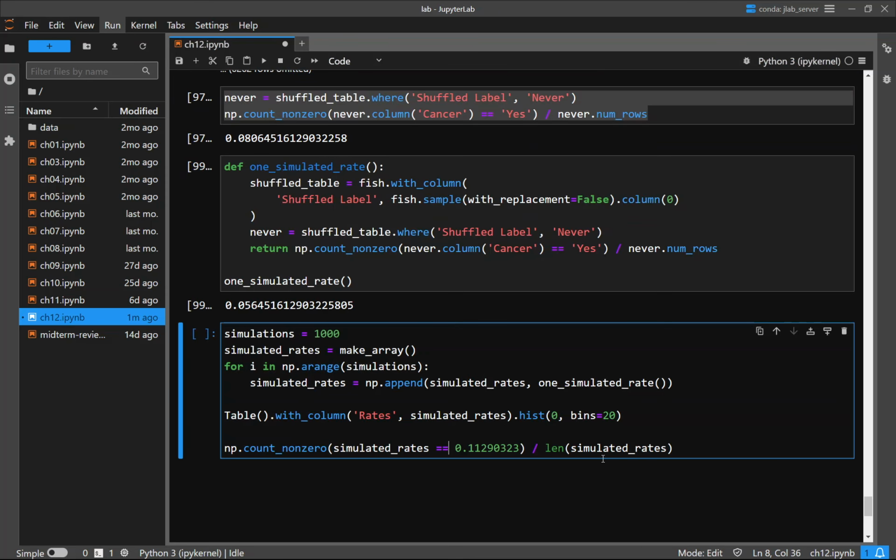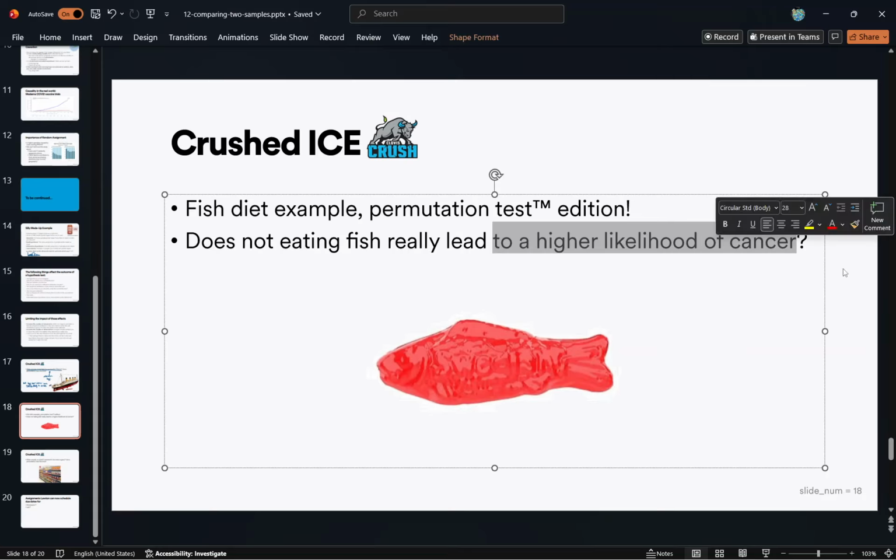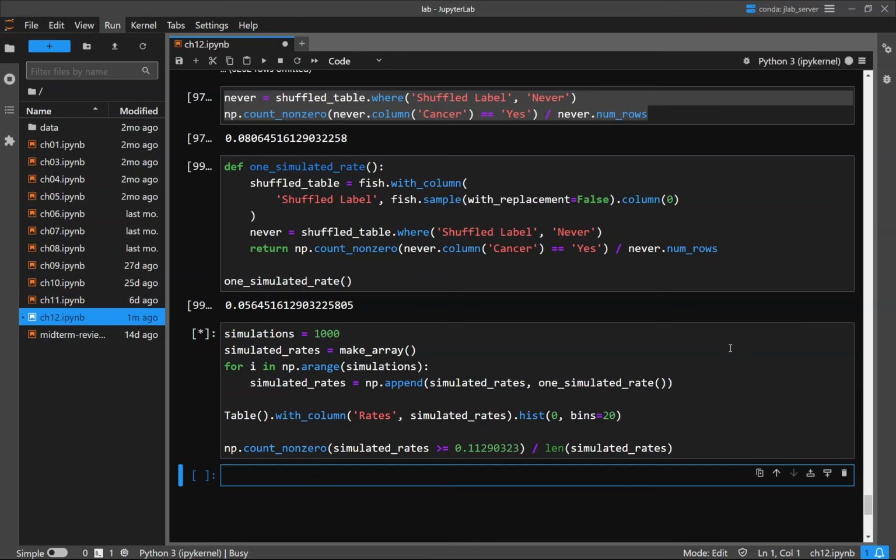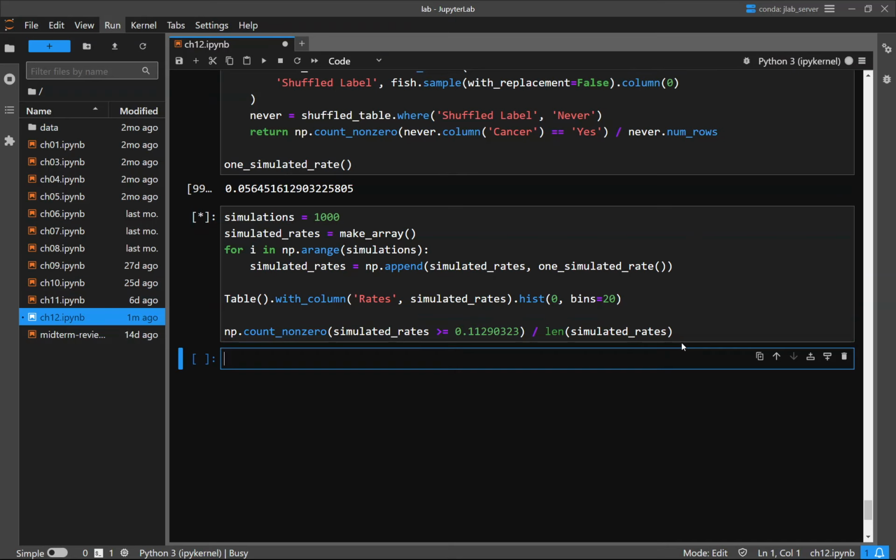A value that would be even bigger. It's like, all right, there was a real difference and people got cancer more often, higher likelihood. That was our alternative direction. So again, I'm only doing 1,000 simulations because it is a bit of an intensive process. We were doing like 10,000 for the coin flips and things, but it's taken a while just to do 1,000 here because it's got to shuffle almost 1,000 rows for every simulation. And that does take a little while.